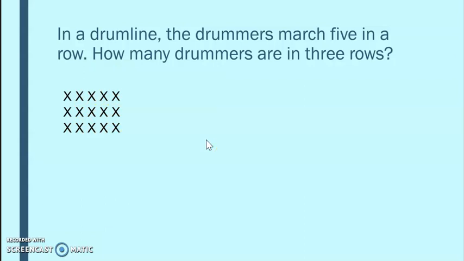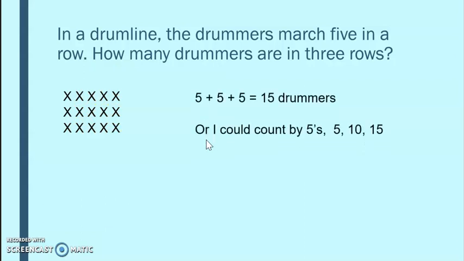Did your equation look like this? 5 plus 5 plus 5 equals 15 drummers. Or you could just count by 5s. 5, 10, 15. Here's also a way you could write your equation. 3 plus 3 plus 3 plus 3 plus 3. That equals 15 drummers.